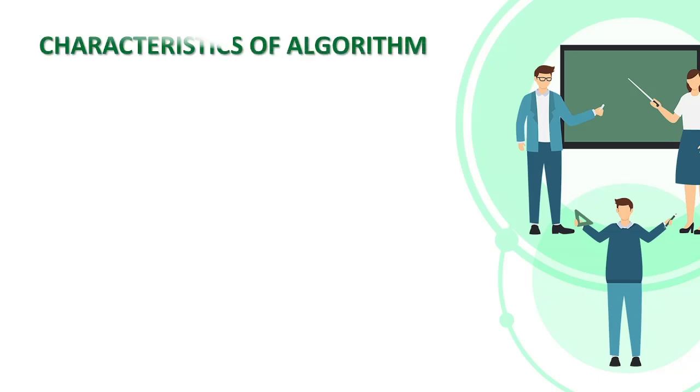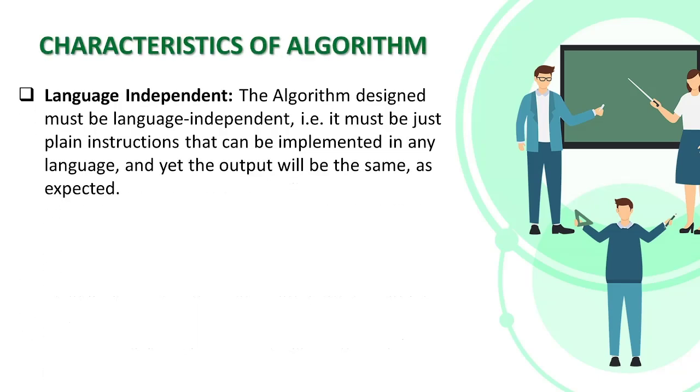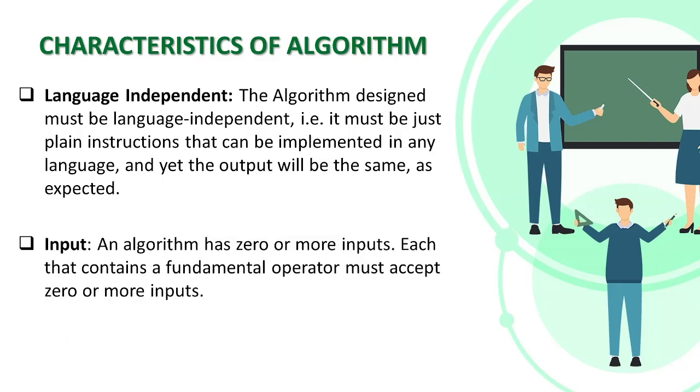And of course, language independent. An algorithm design must be language independent. That is, it must be just plain instructions that can be implemented in any language. When we talk about language here, we talk about programming language independent. And yet, the output will be the same. So, we are saying that we can write an algorithm, we implement in C, we implement in Pascal, we implement in Python, we implement in Java or JavaScript. The same output should be realized.